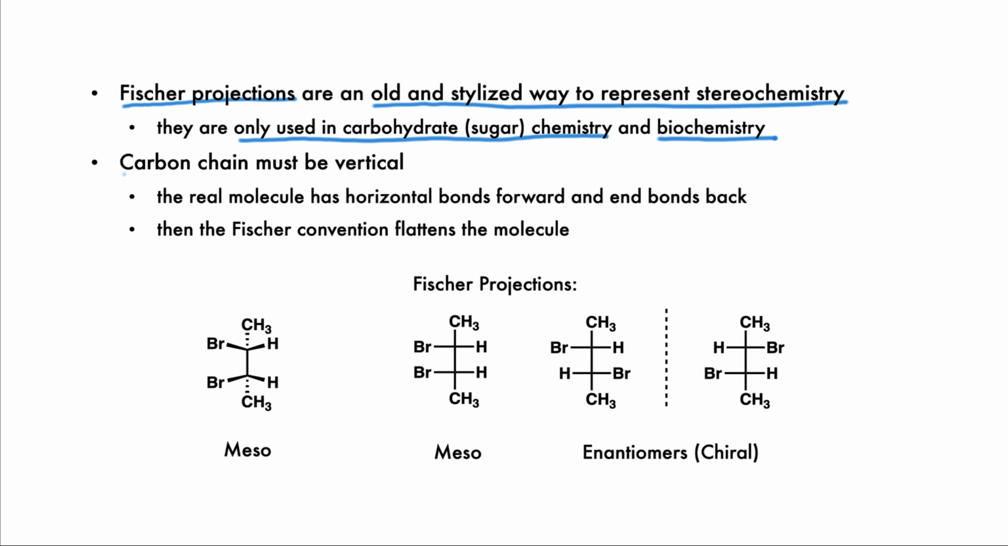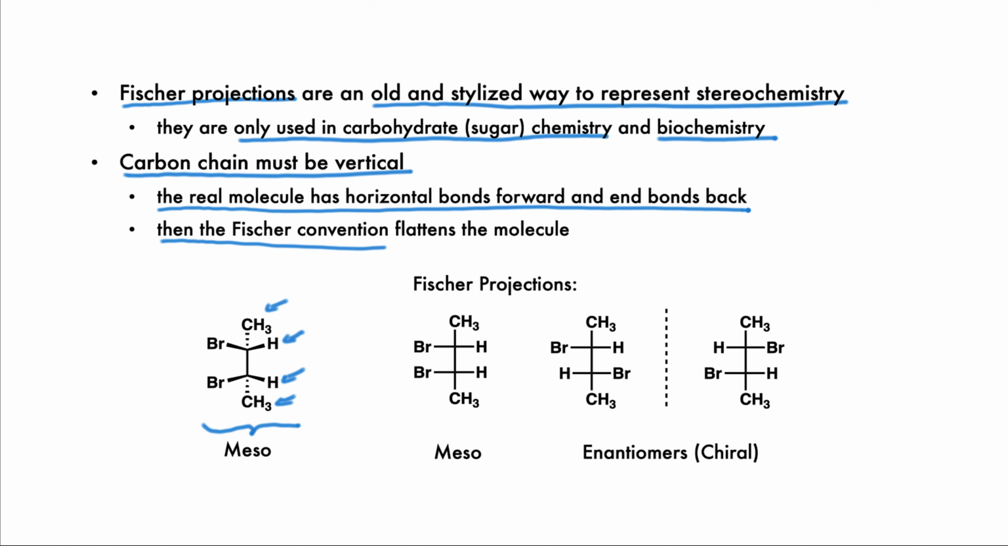In Fischer projections, the long carbon chain is vertical. For instance, we can flip the meso isomer of 2,3-dibromobutane on its side. In the real molecule, we have the horizontal groups at each chirality center pointing forward. The methyl carbons must then be pointing back. To get the Fischer projection, we flatten this molecule and have a cross at each chirality center. In a Fischer projection, the artificial convention is that all horizontal groups are understood to actually point forward, and all vertical groups are understood to actually point back.